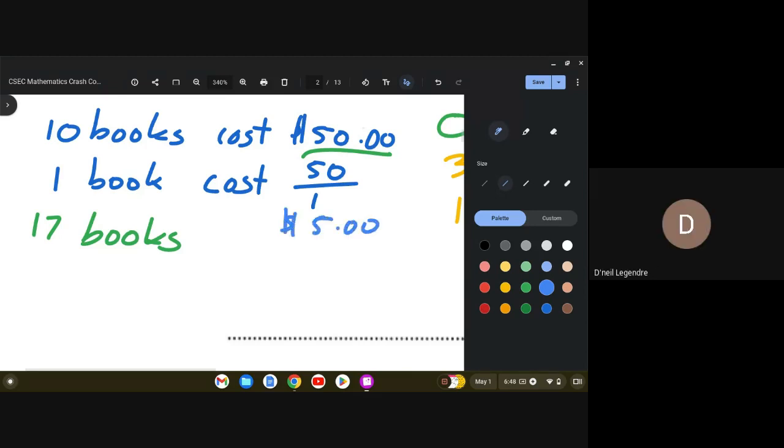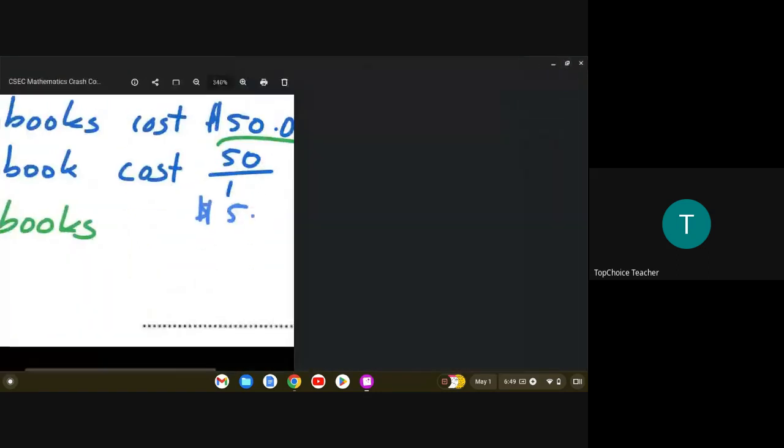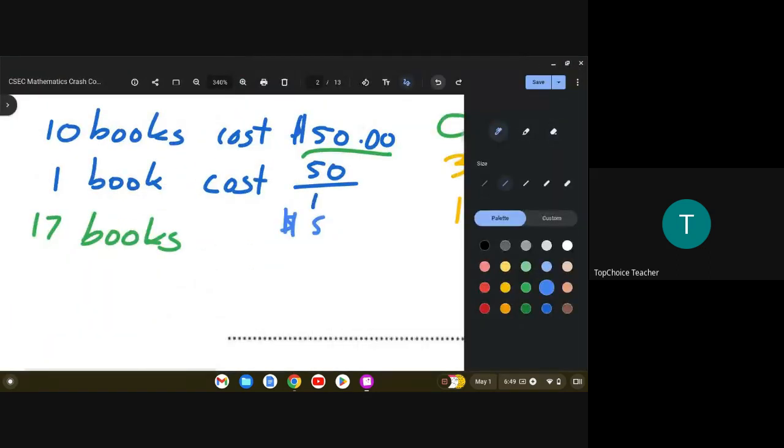How would you figure out? How would you do it? 17 books. How would you find for 17 books? Multiply 17 by 5. Very good, right? So you multiply 17 by 5. So 17 books would cost 17 by 5. Right? And that was what? 85? Well, regardless, you'll get the point.